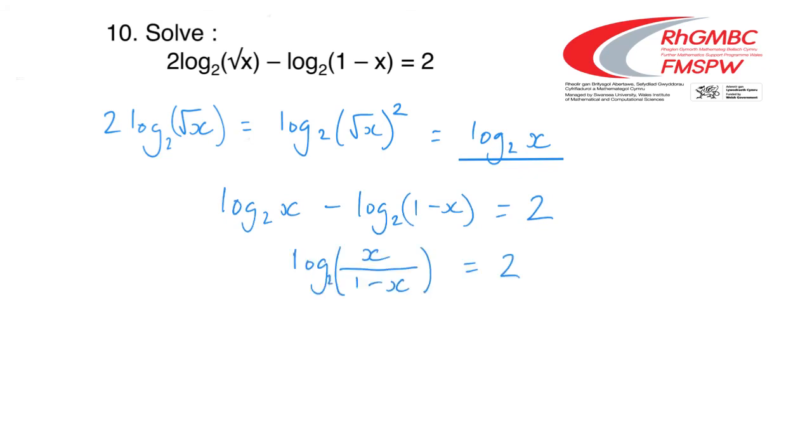Now, since we're using logarithms of base 2, it is worth noting that it is the log of 4 that is worth 2, since 2 squared is equal to 4. And using this, the given equation now becomes x over 1 minus x equals 4. And solving this equation, we can see that in fact the value of x must be 4/5.